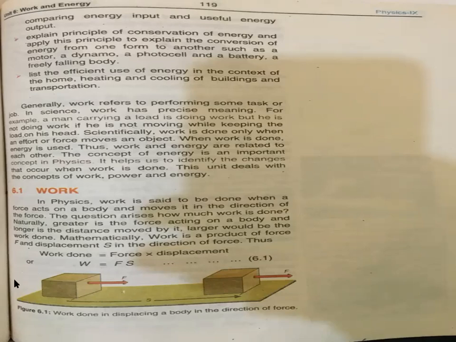Work done is equal to Fs is the formula for the work done: W = Fs. Suppose I apply a force on this block, and this block moves from the first position to the second position, and it covers some displacement. So this block is moving under the action of the force. That's why I say it is doing work. The work has been done.